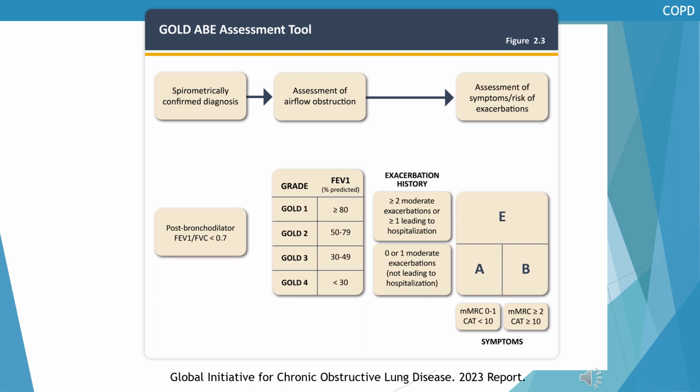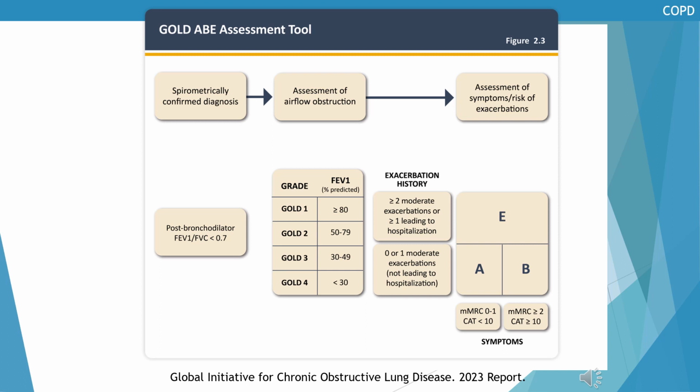Then we'll assess their airflow limitation by giving them a GOLD grade based on their FEV1. And then finally, we'll make treatment decisions based on their exacerbation history and symptoms. If you're familiar with the chart on the bottom left, you'll probably notice that it looks a little different.